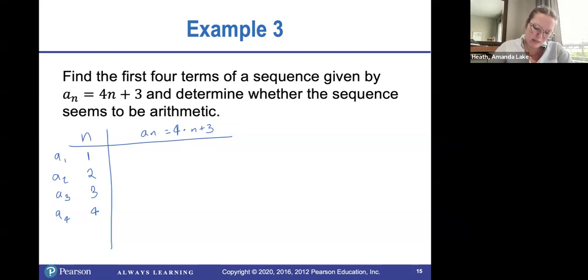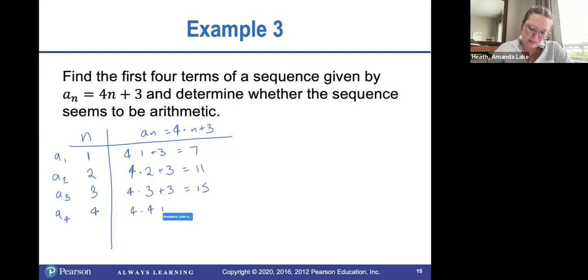So 4 times 1 plus 3 is 4 plus 3 is 7. 4 times 2 plus 3 is 8 plus 3, 11. 4 times 3 plus 3 is 12 plus 3, 15. And 4 times 4 plus 3 is 16 plus 3 is 19.